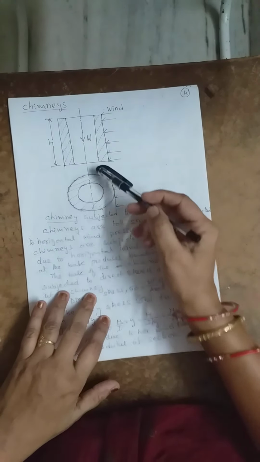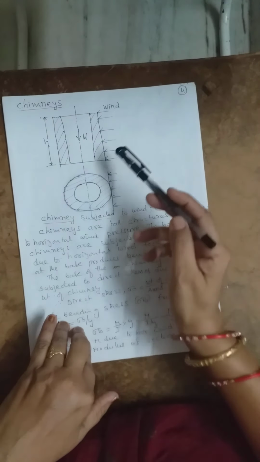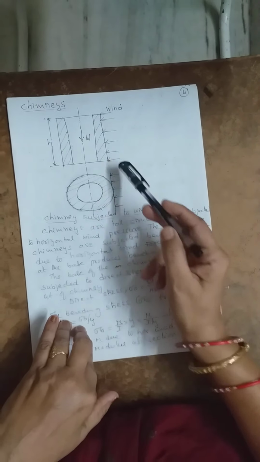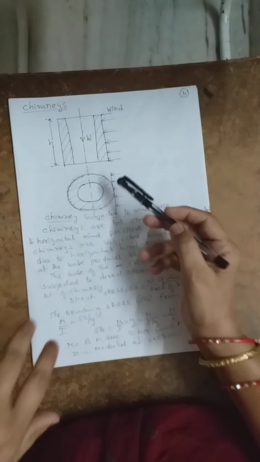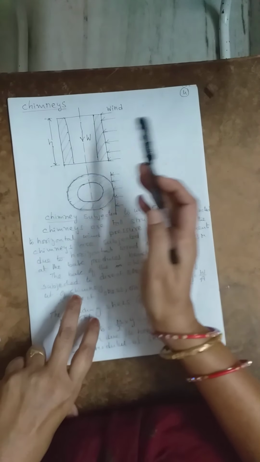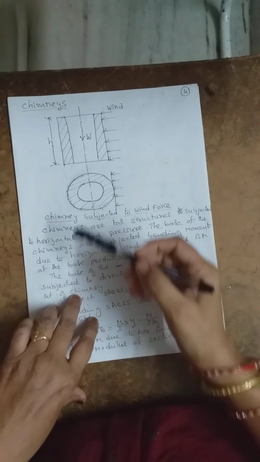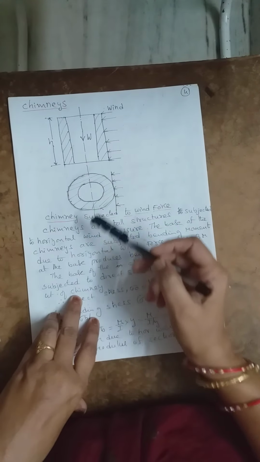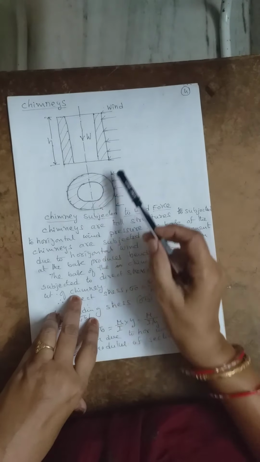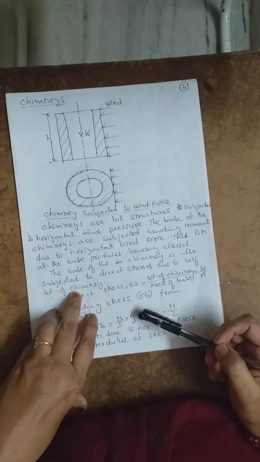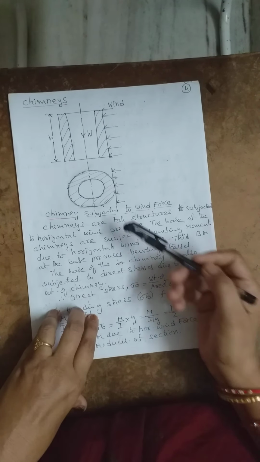If you see the sketch you can understand, these are tall structures which are subjected to, as I have shown here, wind pressure. The base of the chimney is subjected to wind pressure from the sides, and the base of the chimney is subjected to bending moment due to this horizontal wind force. And this bending moment at the base definitely produces a bending stress.